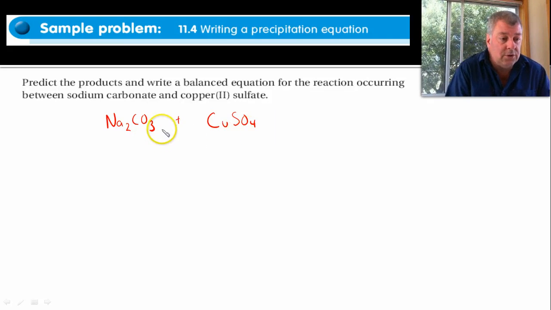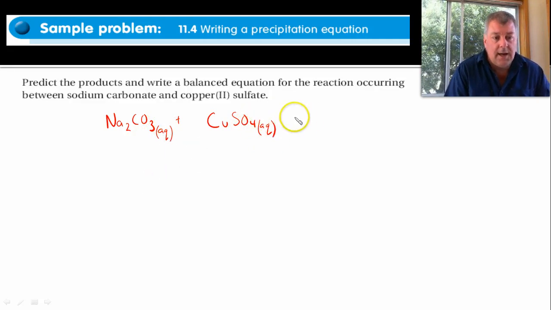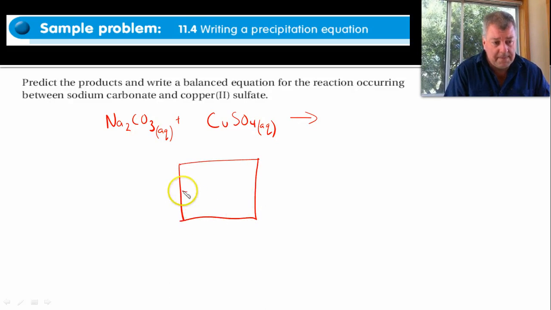Now these are in solution, so we write aq, and this is aq. Alright, and we want to know whether or not a precipitant forms. So what I do is I draw my little box. Okay, and we have the ions for the first solution, so that's going to be Na+ and CO3 2-. We've got the copper 2, so that's Cu2+, and we've got the sulfate SO4 2-.